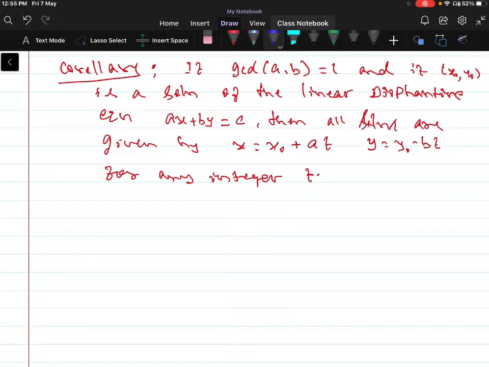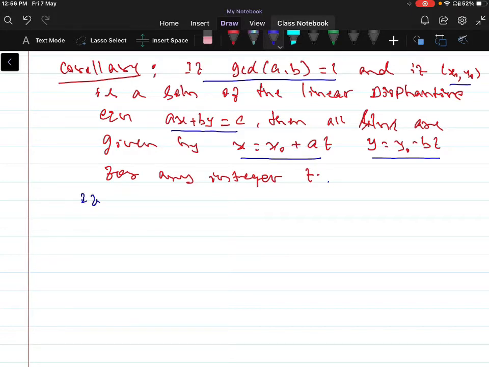So we'll take a corollary. If GCD of a, b is equal to 1, and if (x naught, y naught) is a solution of the Diophantine equation ax plus by is equal to c, then all other solutions are given by x equal to x naught plus b into t, y is equal to y naught minus a into t for any integer t. So we put that theorem earlier.